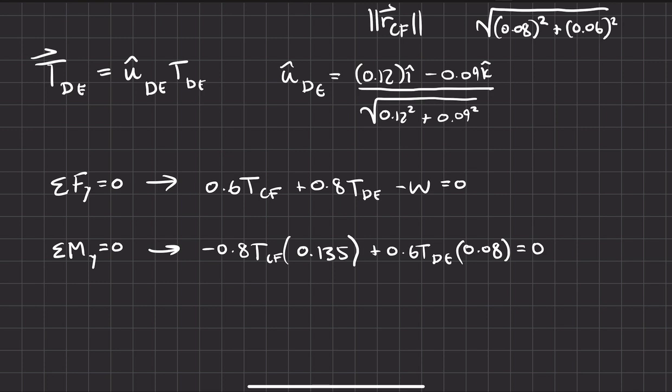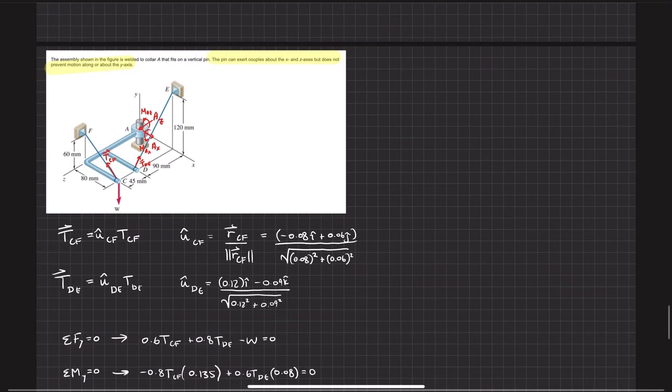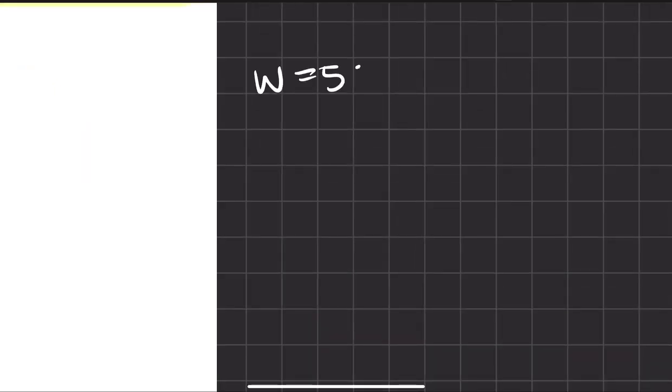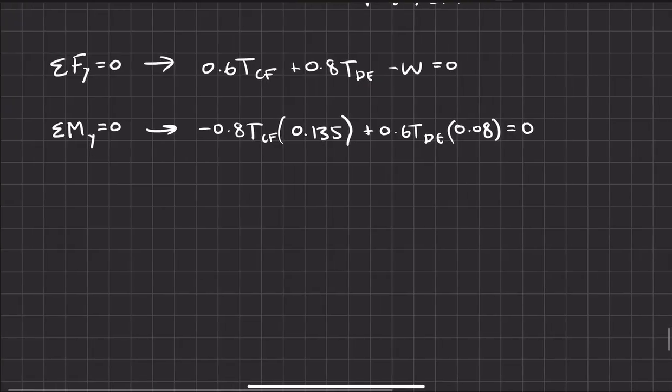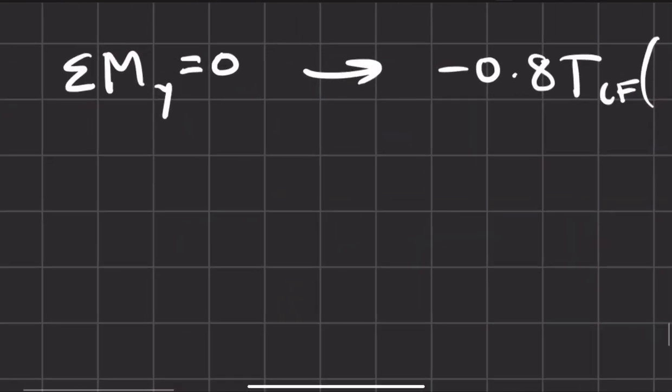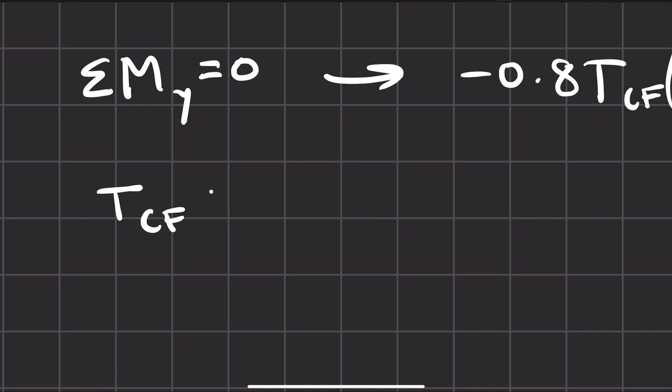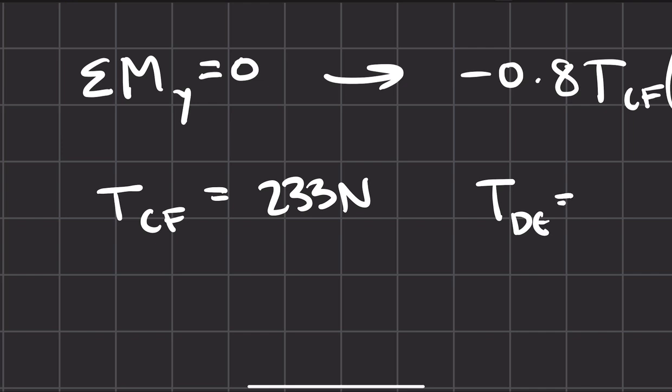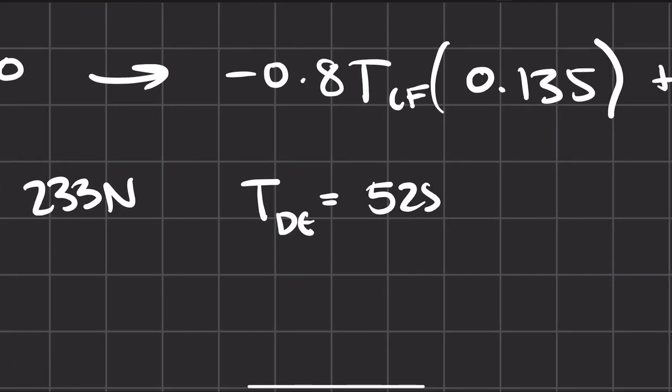Now we have two equations and two unknowns, TCF and TDE. We already know the weight, which was given as 560 newtons. So we can solve that system of equations, and we'll get that TCF is equal to 233 newtons, and TDE is equal to 525 newtons.